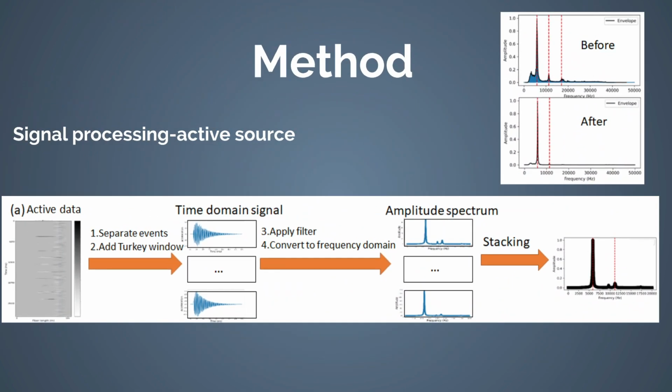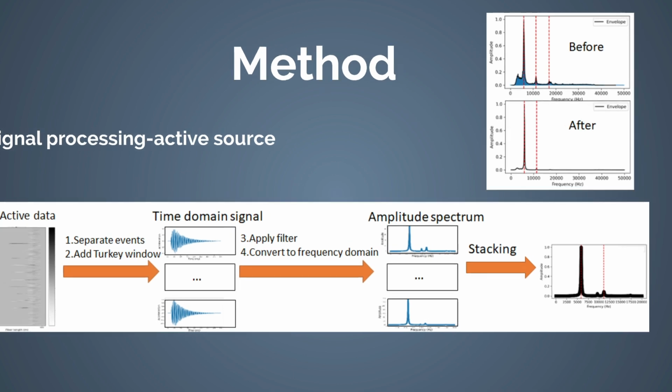For the active source, the collected time series signal is processed after each hammer strike by setting a threshold value to pick out the individual events from the continuous data. A Tukey window is applied to the data segment to reduce the energy leakage, followed by a high-pass filter to reduce the low-frequency noise. The cutoff frequency is determined based on the estimated minimum wave velocity of the measured sample. The individual time series signals are then converted into the frequency domain using the fast Fourier transform algorithm and stacked to obtain the final amplitude spectrum.